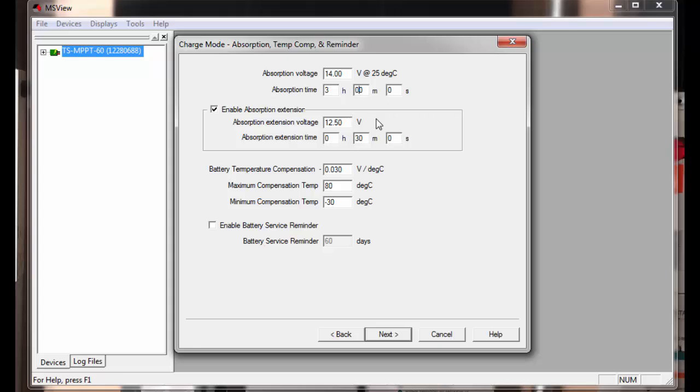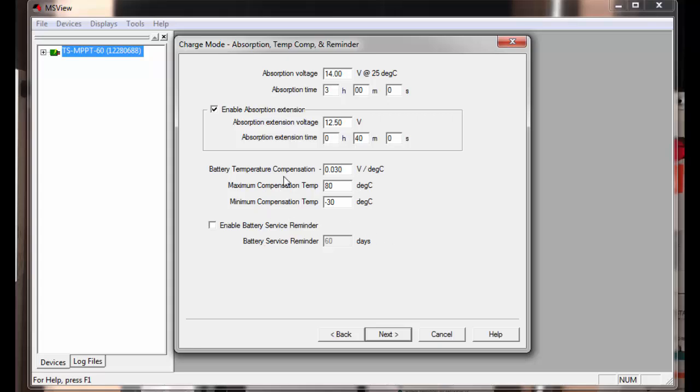And so this would be like a winter setting. So you get a little bit longer charging, because you might be in a lower state of charge more often. And then this absorption extension, you can enable or disable that. Usually you just want to keep it where it's at, usually 30 minutes. You can look at the chart in our manual, but I'm going to bump that up to 40 minutes, because if it's getting to a low state of charge, we want to extend that longer during the winter. And you can decide here, battery temperature compensation.